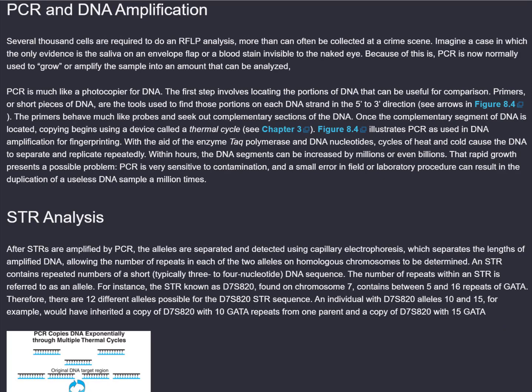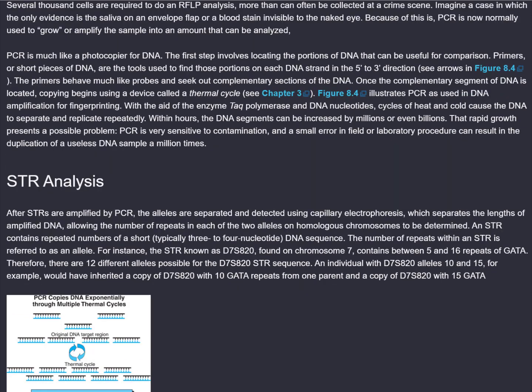PCR and DNA amplification. Several thousand cells are required to do an RFLP analysis, more than can often be collected at a crime scene. Imagine a case in which the only evidence is the saliva on an envelope flap or a blood stain invisible to the naked eye. Because of this, PCR is now normally used to grow or amplify the sample into an amount that can be analyzed.